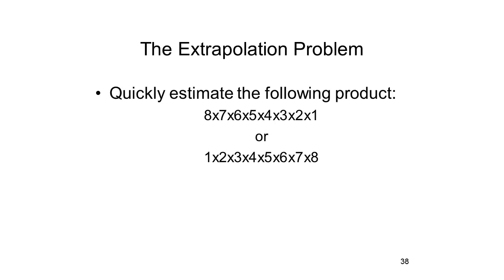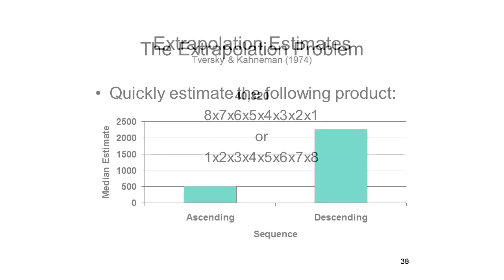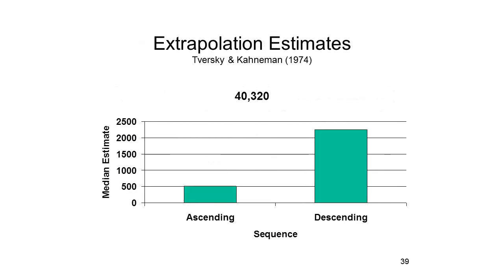Another group of subjects is asked to quickly estimate the product of an ascending series of numbers like 1 times 2 times 3 times 4 times 5 times 6 times 7 times 8. Tversky and Kahneman found that people who are asked to estimate the ascending sequence generally give a lower estimated product than those who are asked to estimate the descending sequence. Of course, the two products are precisely the same, 40,320.